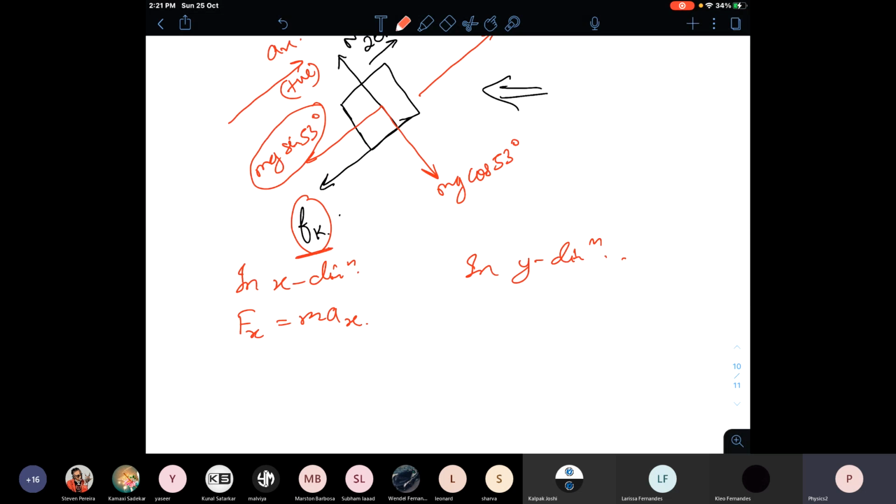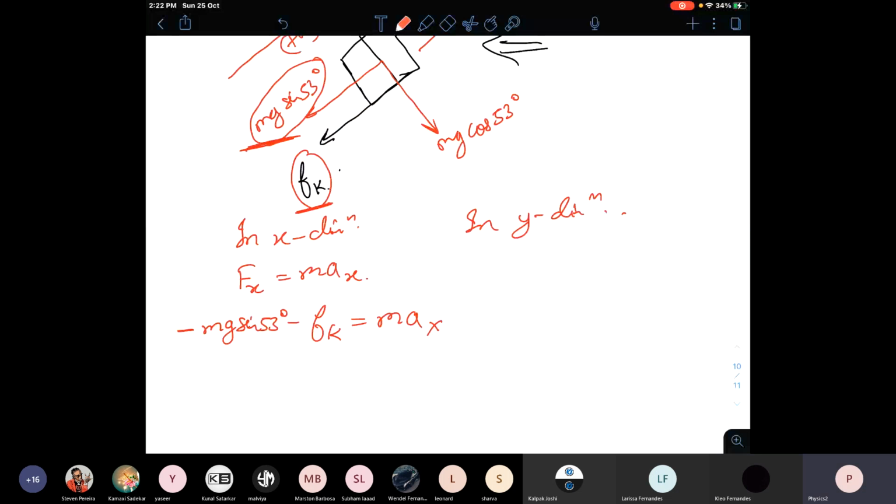Now you can see that fk and mg sin theta are both in the downward direction. So what I will write is Fx as minus mg sin 53 minus fk. Both are in the negative direction, so both have negative signs. This should be equal to m ax. Now if you calculate this, you will have ax as minus g sin 53 minus fk by m.